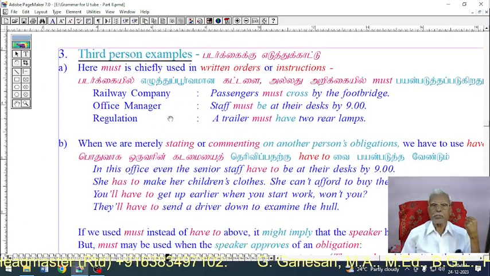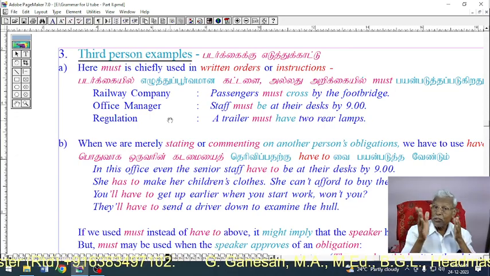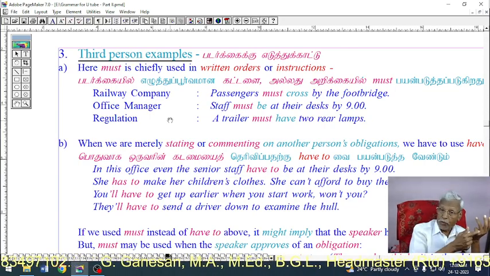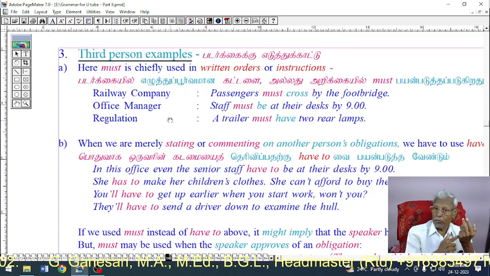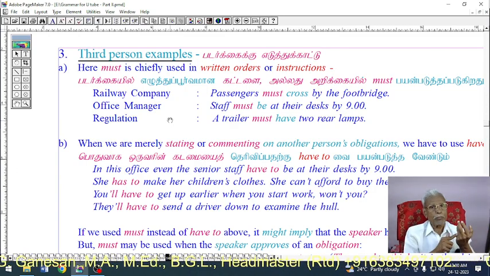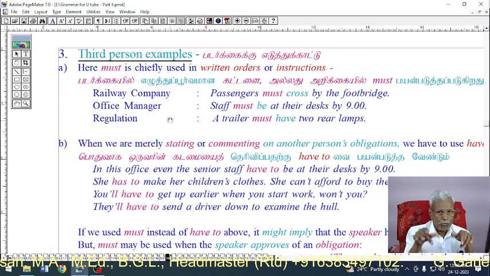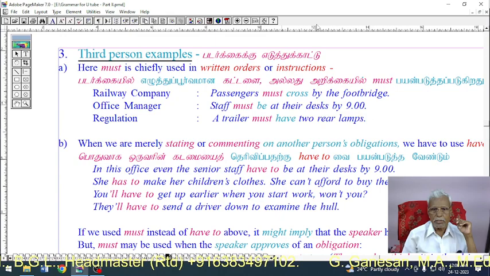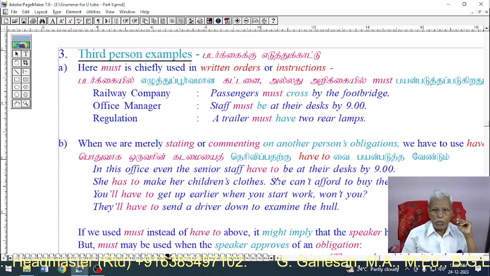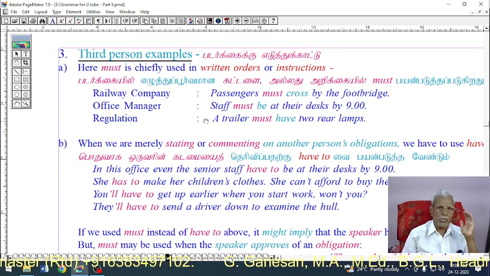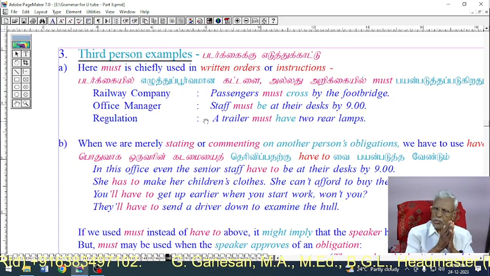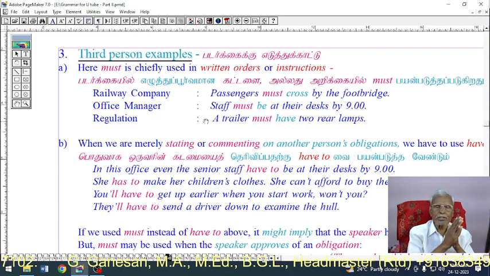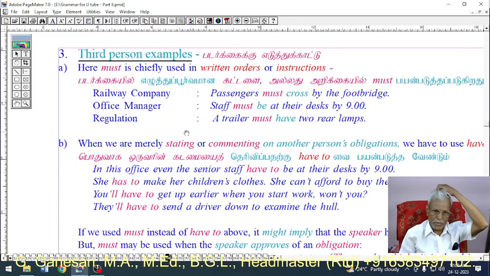Then, second person, that is the uses of must and have to. First we have seen it in the second person. Secondly, we are going to see the difference between must and have to in the third person. Here, must is chiefly used in written orders or instructions.